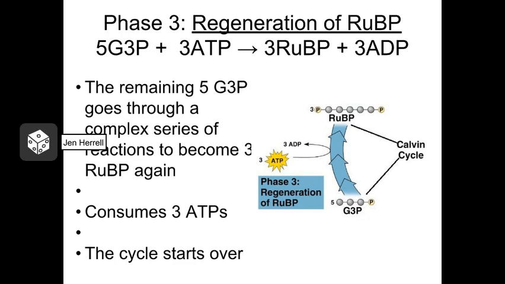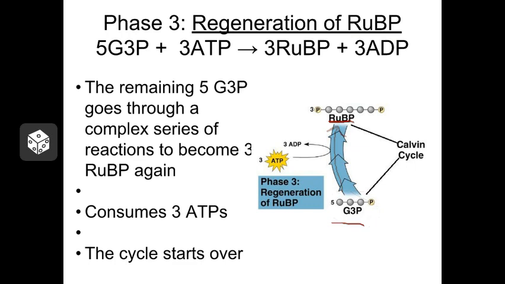Phase 3 of the Calvin cycle is going to allow it to start over again. It's known as the recycling of RUBP or the regeneration of RUBP. So what we're going to do in this phase is take those 5 3-carbon sugars, those little sugars that we have left over, and rearrange them back into RUBP. Each RUBP contains 5 carbons, so we're going to go from 5 3-carbon sugars to 3 5-carbon sugars.